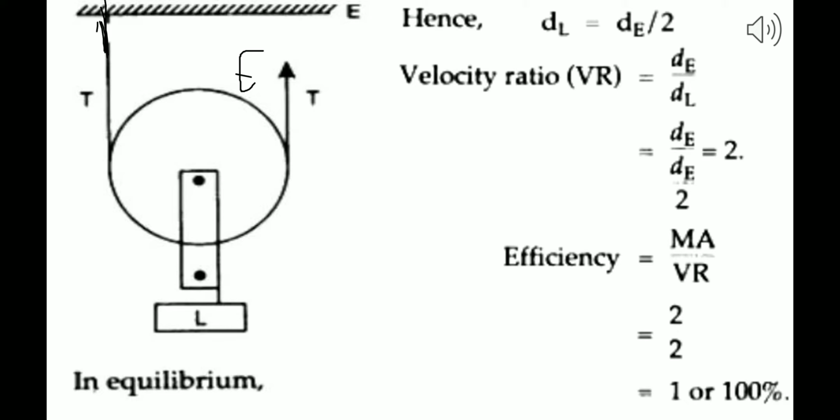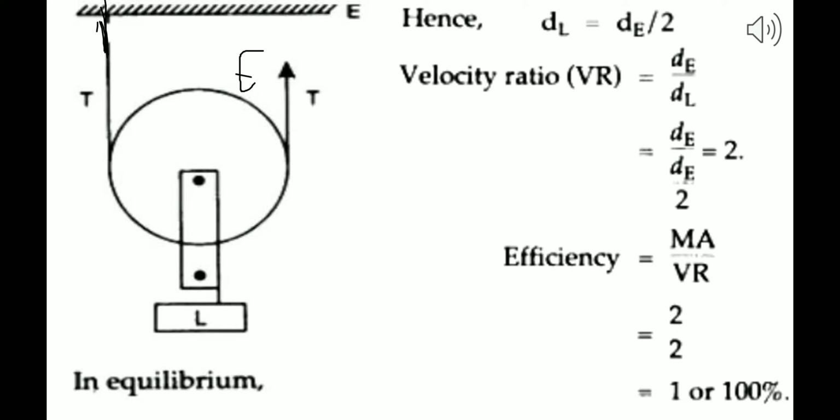Mechanical advantage was 2, velocity ratio is also 2, and therefore efficiency is equal to mechanical advantage upon velocity ratio, and that comes 2 by 2, and that is 1. So that means efficiency is 100%. Now children, you all know that efficiency cannot be 100%. This is the case of an ideal machine where there is no friction in the bearings or certain other circumstances which come into the act.